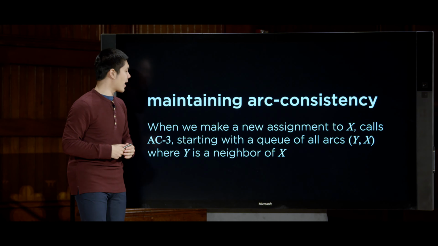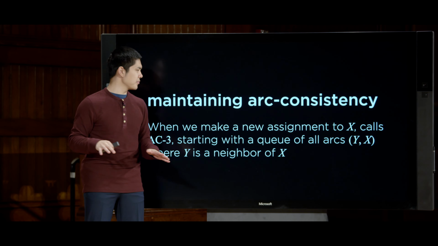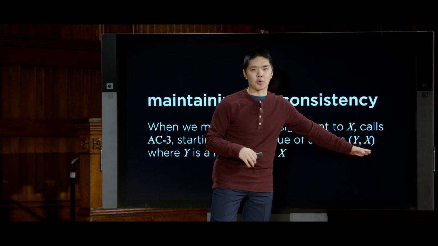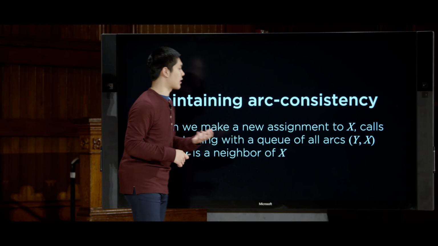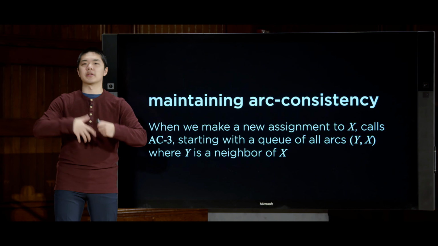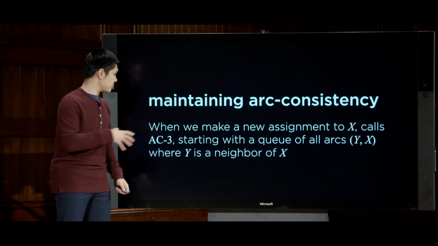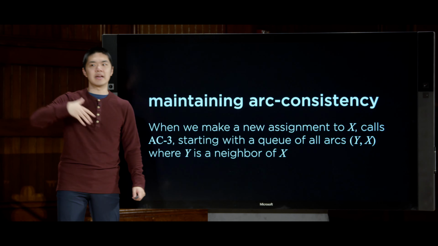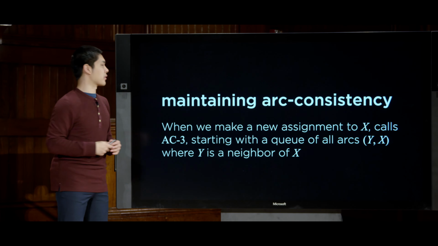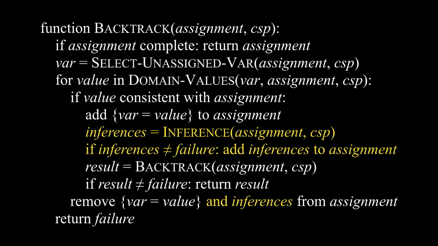And we go ahead and call that, starting it with a queue, not of all of the arcs, which we did originally, but just of all of the arcs that we want to make arc consistent with x, this thing that we have just made an assignment to. So all arcs yx, where y is a neighbor of x, something that shares a constraint with x, for example. And by maintaining arc consistency in the backtracking search process, we can ultimately make our search process a little bit more efficient. And so this is the revised version of this backtrack function.